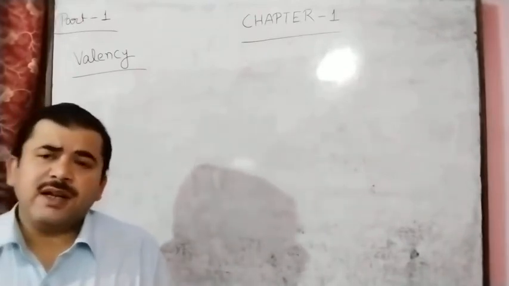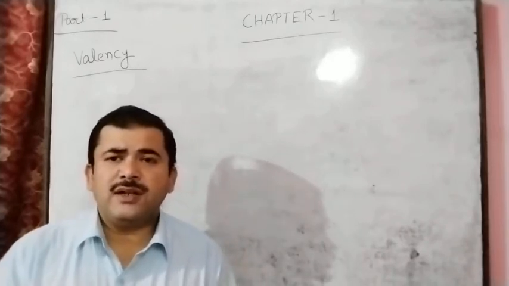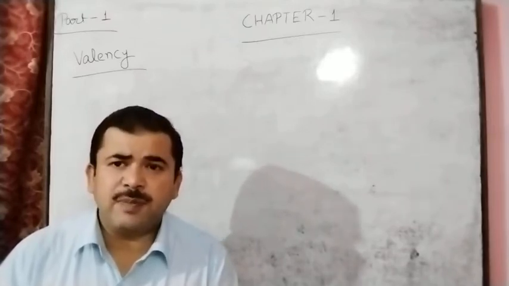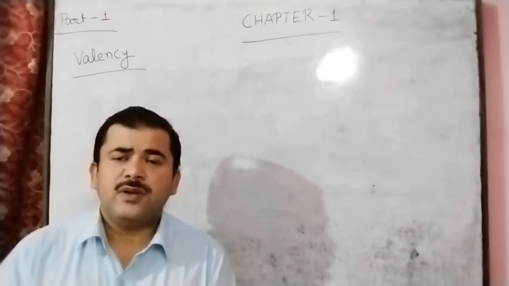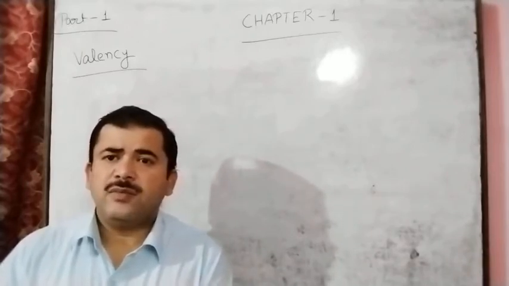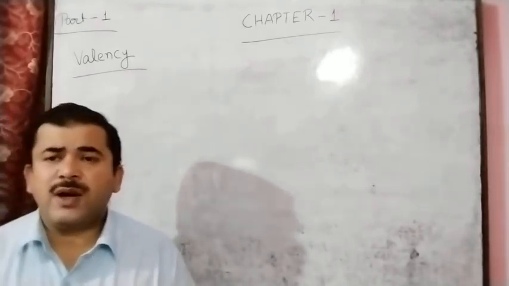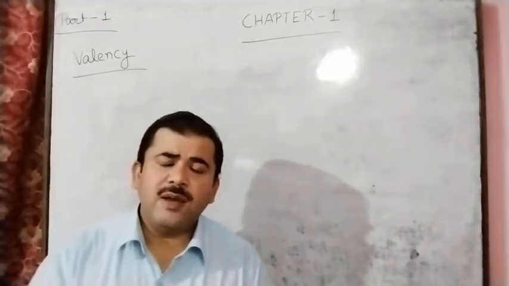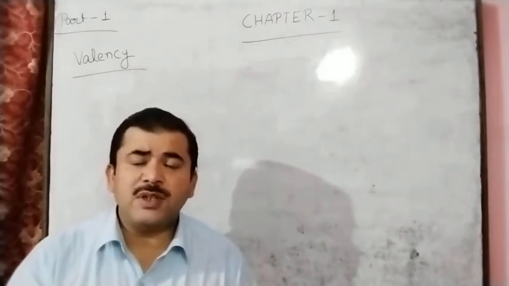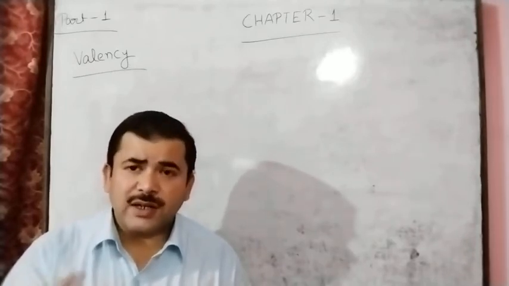So these are the definitions of valency, and in your book it is written: number of hydrogen atoms combined or displaced by an atom. Number of hydrogen atoms combined means the same thing here. Here I am saying the atom loses electrons, meaning how many electrons are lost. The atom gains electrons, meaning how many electrons are gained.